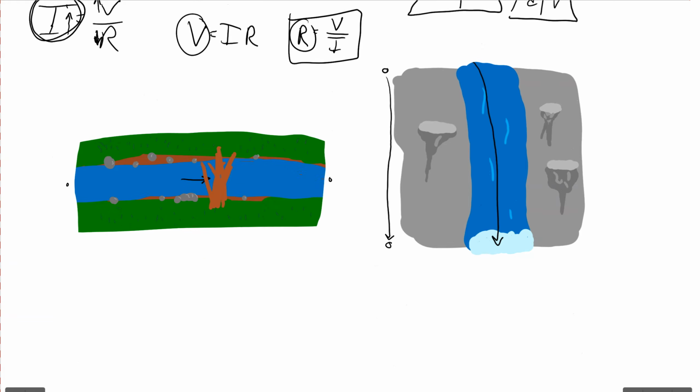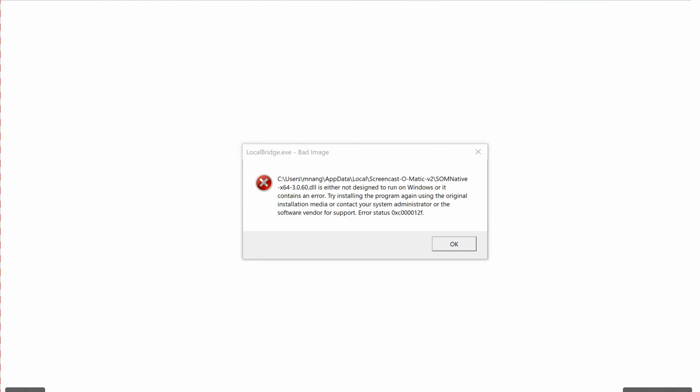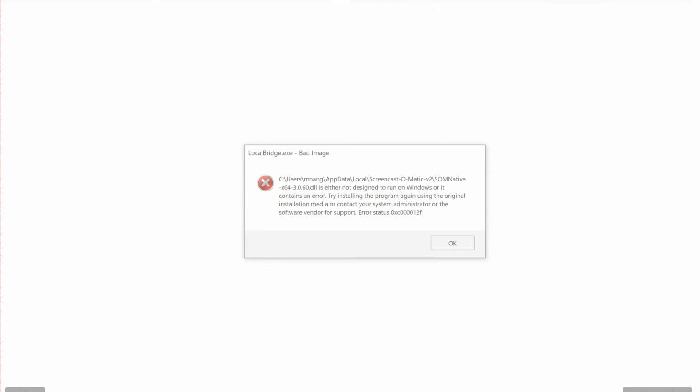So first of all, let's try to derive a formula for power that has to do, oops, that is some random stuff that keeps popping up. Hopefully that's the last time.